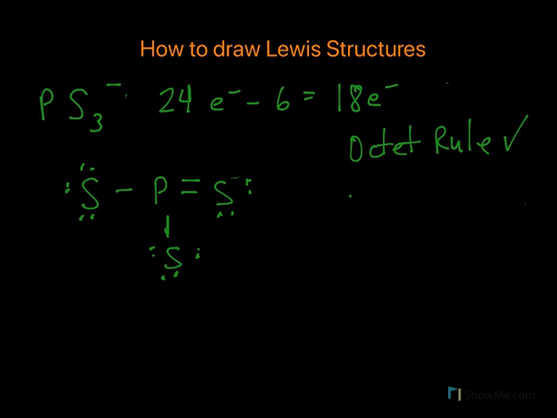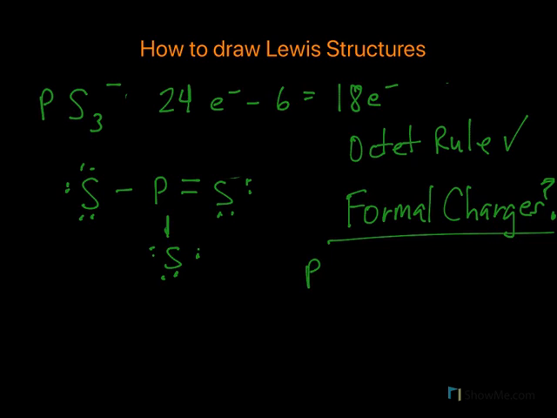The next rule we have to figure out is formal charges. So, looking at the formal charges, phosphorus has 5 valence electrons. How many electrons is phosphorus contributing to this structure? Well, if we look at it, phosphorus is contributing 1, 2, 3, 4 electrons to this molecule. So phosphorus here has a positive 1 charge.